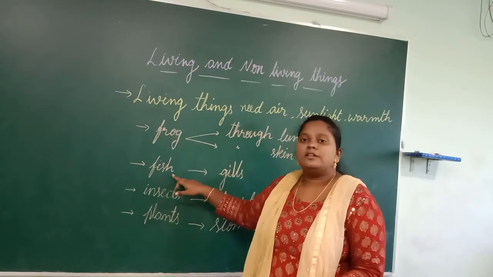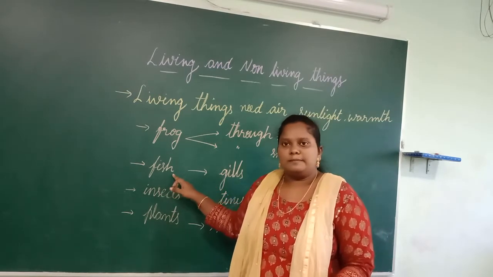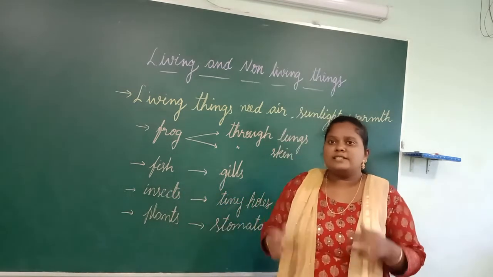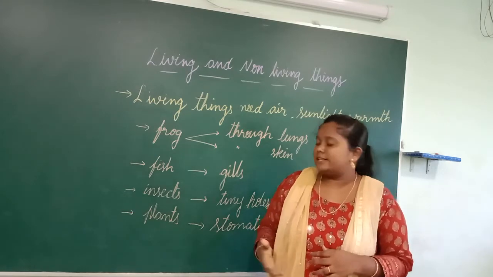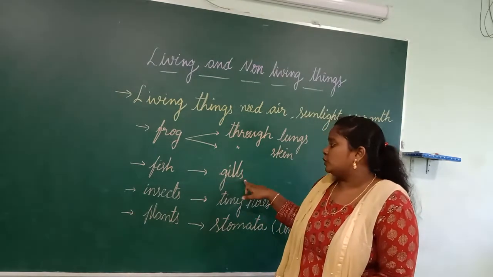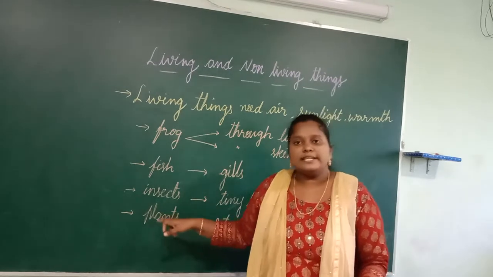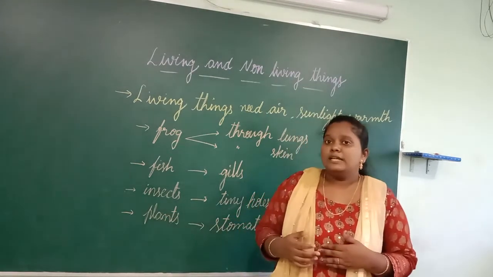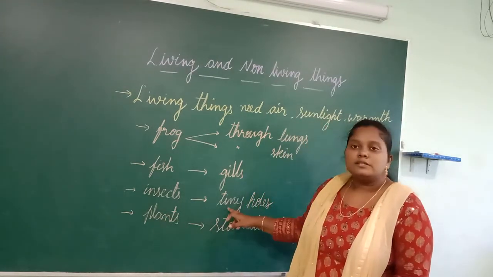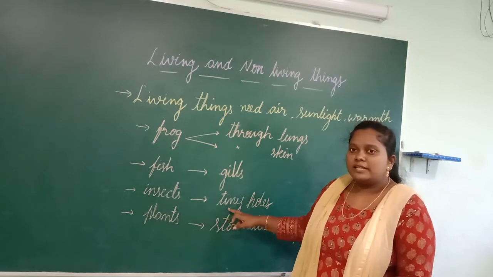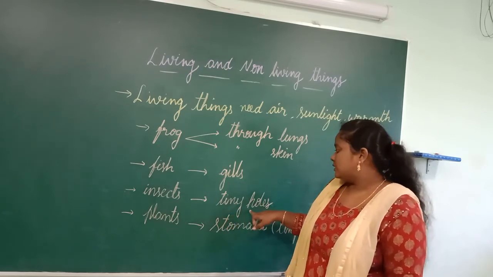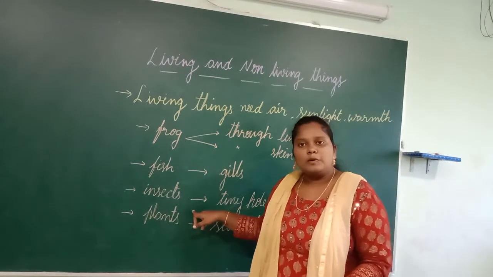Next one, fish. Fish have gills. They take in air present in the water through their gills. And the next one is insects. Insects breathe through tiny holes present on their bodies.